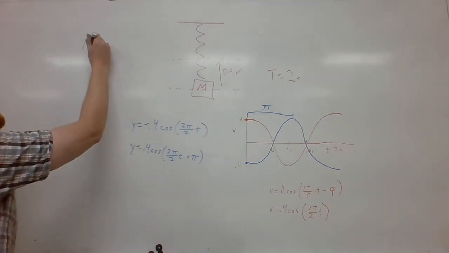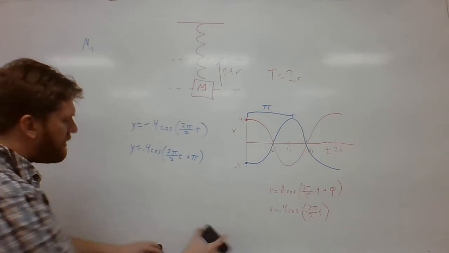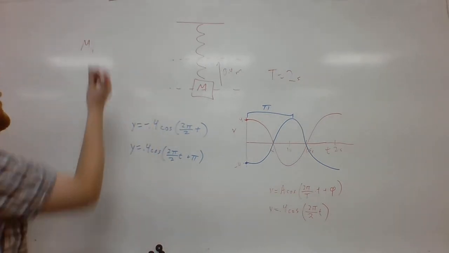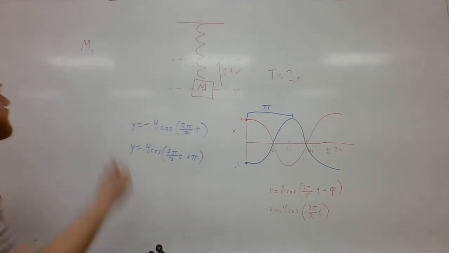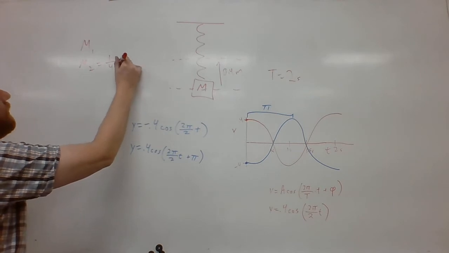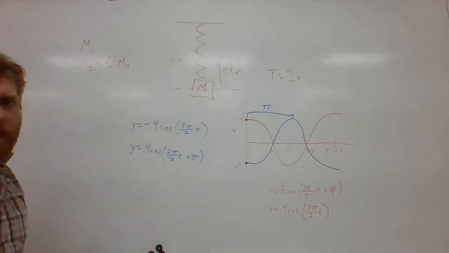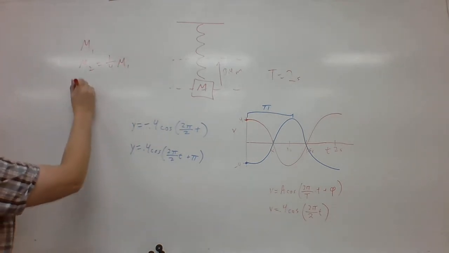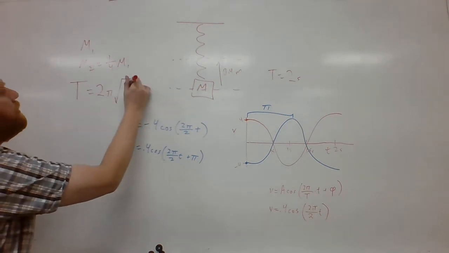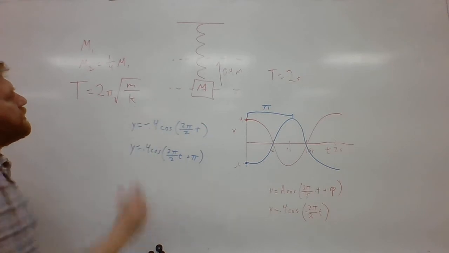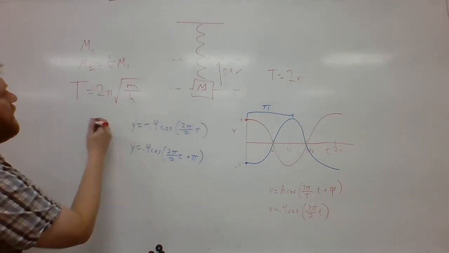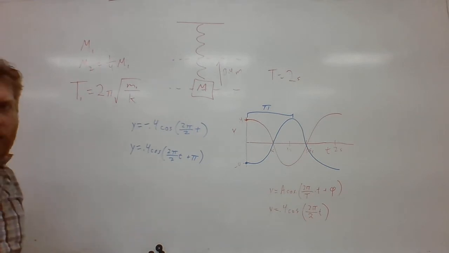So we have mass 1. I'm going to do this in red, so we stick with class 1. Mass 1 is some mass. Mass 2 is equal to 1/4 mass 1. We have an equation for the period. It's equal to 2 pi square root of mass over the spring constant. So if we have mass 1, let's call that period 1.